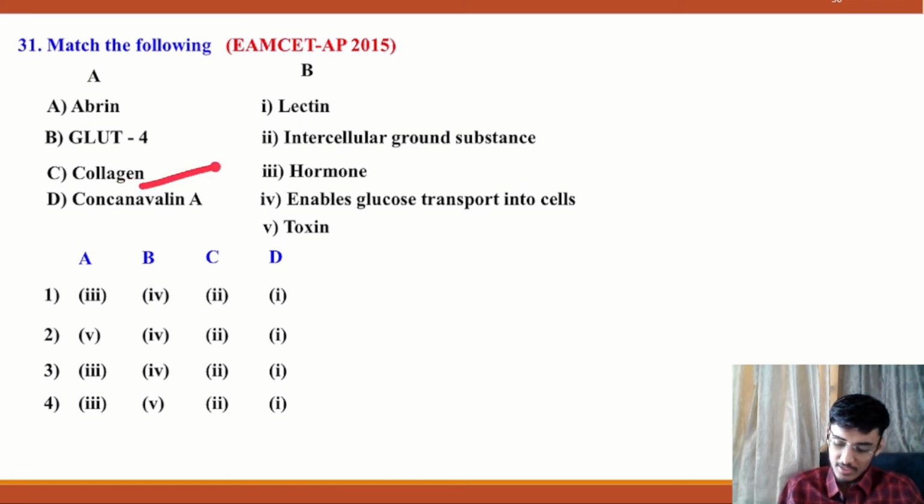Collagen. Collagen is an intercellular ground substance. C contains 2. So what is abrin? Abrin is a toxin, 5. That's why your answer should be 2.